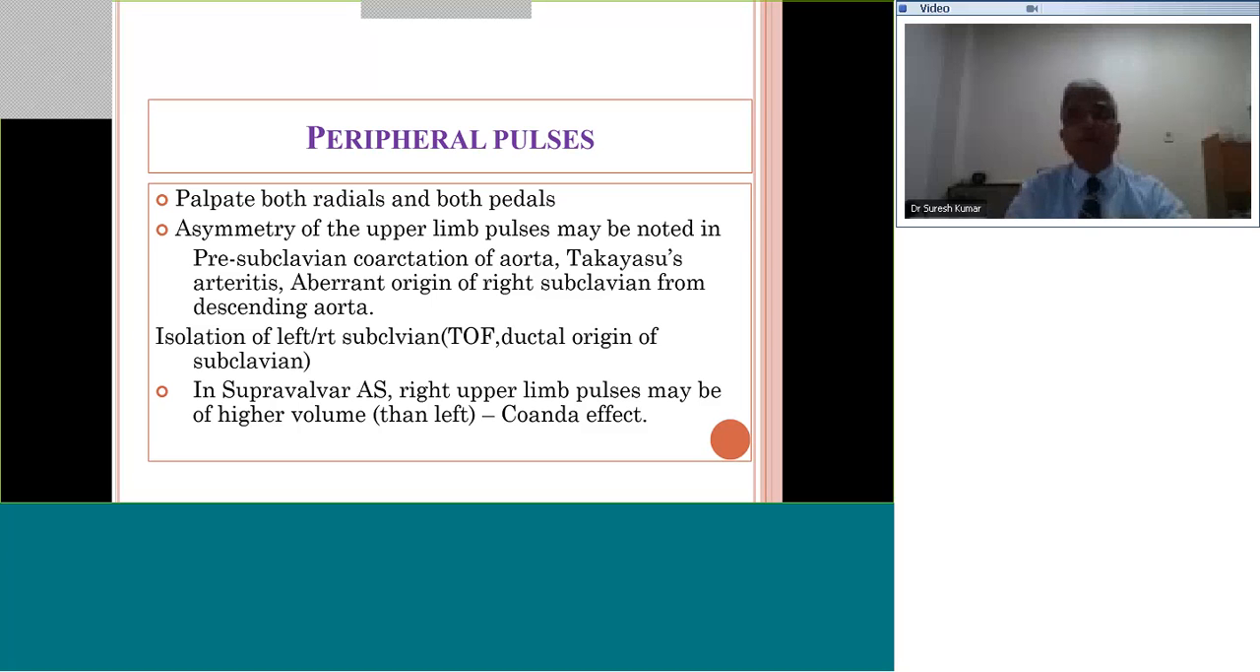In supravalvular aortic stenosis, the right upper limb pulses may be of higher volume. This is because the jet of supravalvular aortic stenosis follows the arterial wall, along the innominate arterial wall, into the right subclavian and the right radial pulse. So you find that the right upper limb pulses feel like they are of higher volume, and when you check the blood pressure, the systolic pressure is actually higher in the right upper limb.